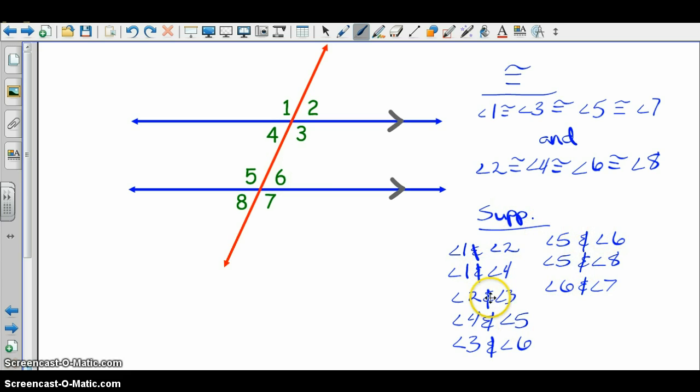But here's a list of supplementary pairs. Now, this is not the entire list, but it is most of them that you would have. So either as linear pairs or same side interior angles, we would have supplementary angles here. 1 and 4, 3 and 4, 3 and 6, 4 and 5, 6 and 7, 7 and 8, 5 and 8. All those different pairs are on this list.